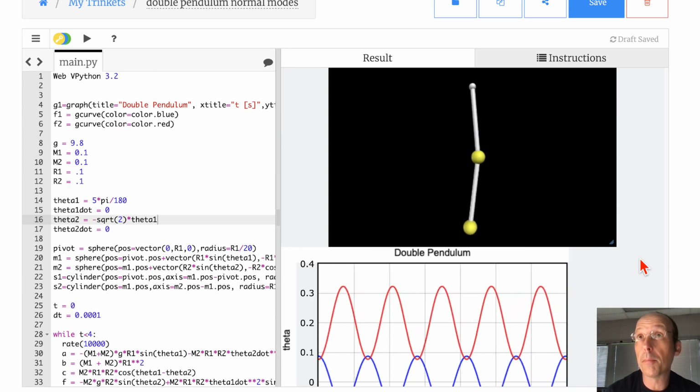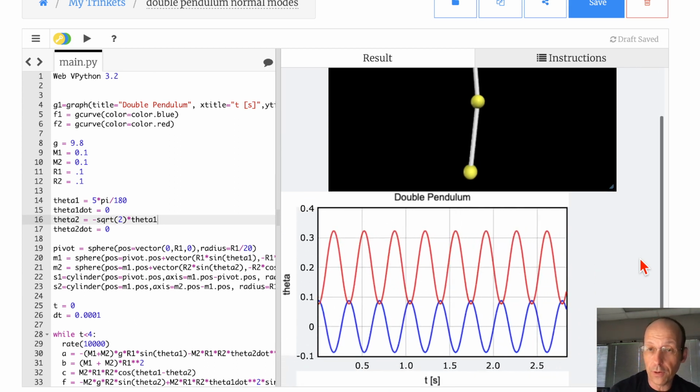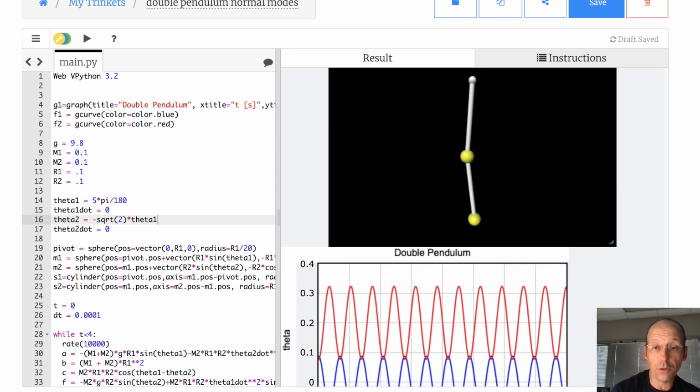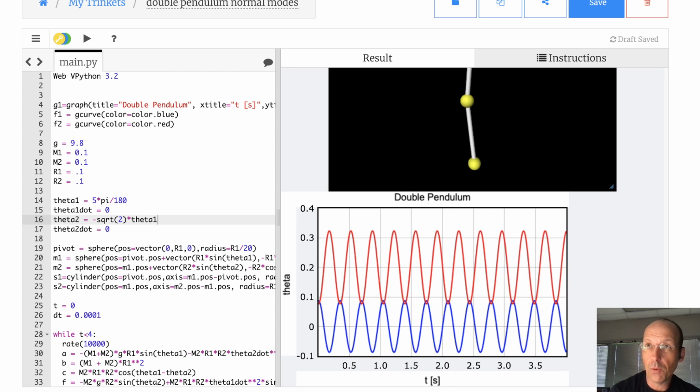And is that a normal mode? It is indeed a normal mode. Look at the frequencies, that's kind of cool. And this is in 3D. You can rotate it around. I'm not sure why you would, though. But there you go, it works.